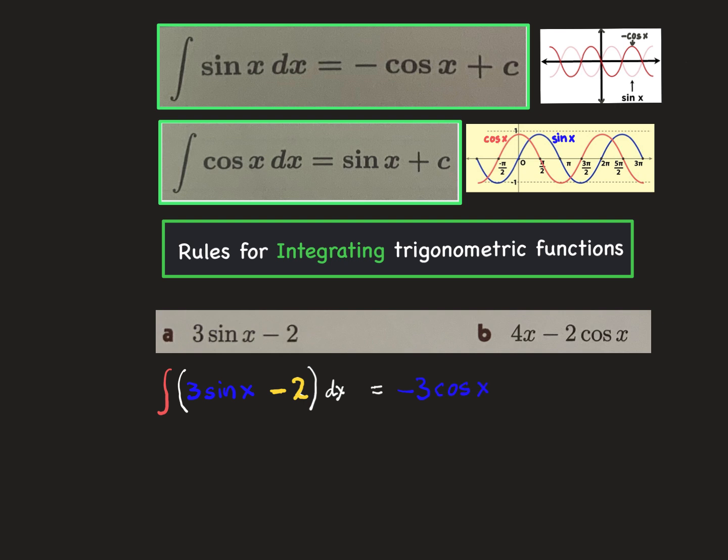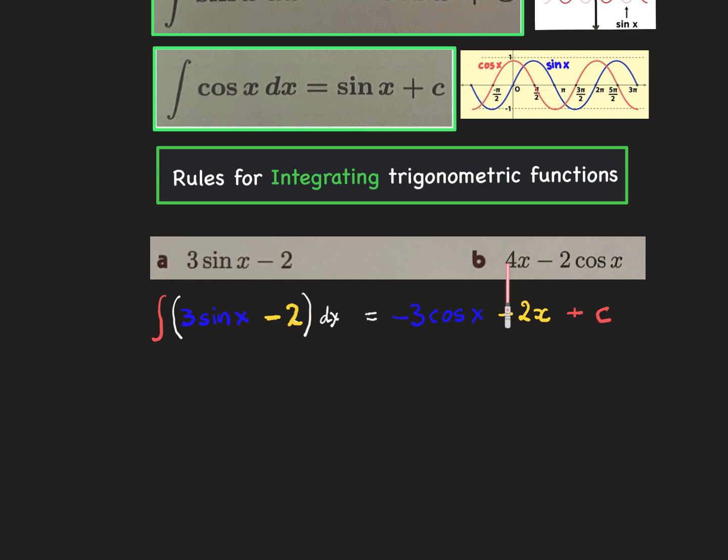So what happens to the negative 2? That's not a trigonometric function, but there is a rule for it that we did in our previous videos, and it is the rule for integration of a constant. And if you want a refresher on this, then please have a look at those previous videos. Now, to finish off, we need to write the constant of integration.